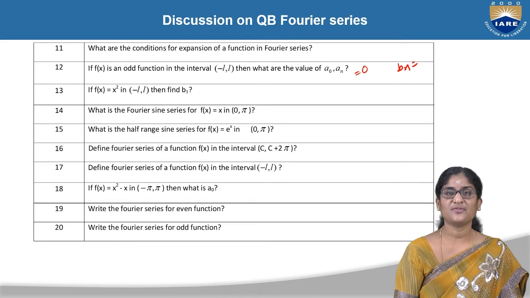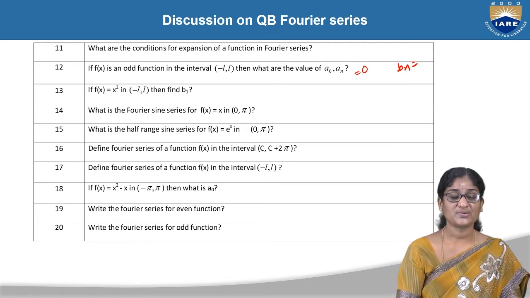So instead of that, if you verify that it is an odd function, then you can directly write that the Fourier coefficients a naught and an both become zeros. So it reduces time. We need to find out only one Fourier coefficient, that is the bn value.